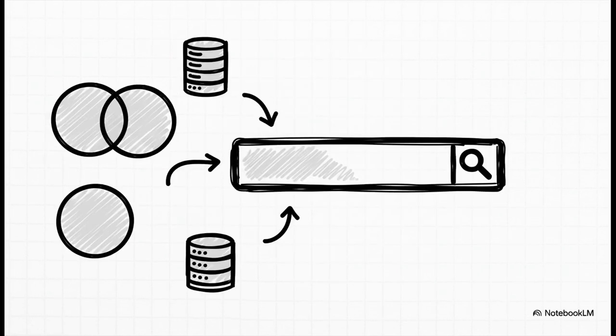Once your compass is set, it's time to map the terrain, and this means going way beyond a simple Google search. You're going to use multiple academic databases. Think PubMed, Scopus, JSTOR, and you're going to get super precise with something called Boolean operators.